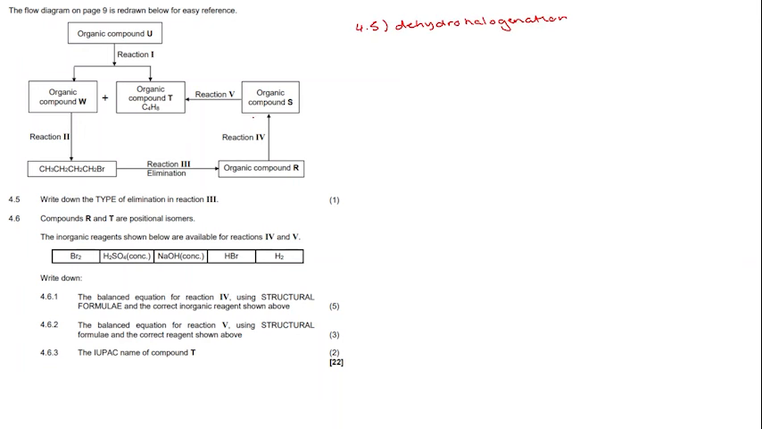Question 4.6. Compounds R and T are positional isomers. The inorganic reagents shown below are available for reactions 4 and 5.